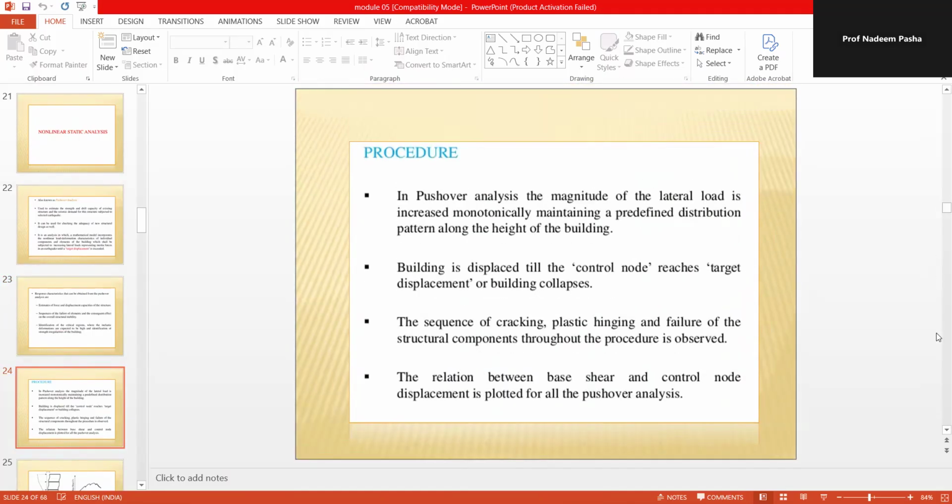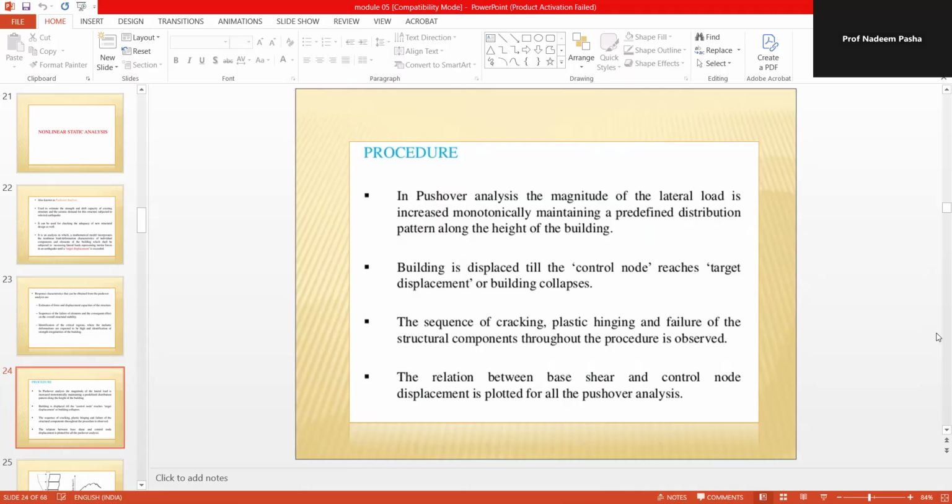So how is pushover analysis done? In pushover analysis, the magnitude of the lateral load is increased monotonically, maintaining a predefined distribution pattern along the height of the building. So the lateral load is increased gradually. The building is displaced till the control node reaches the target displacement or the building collapses.